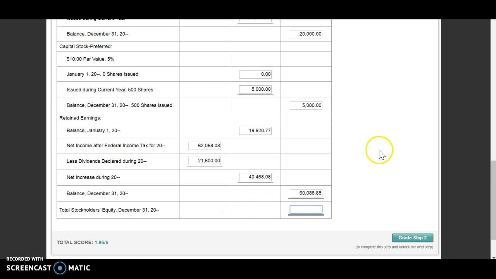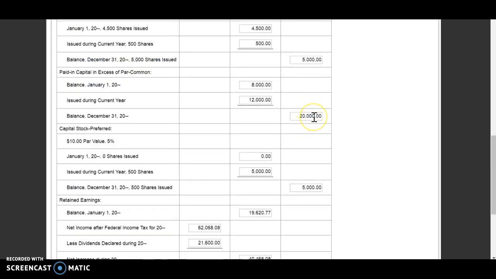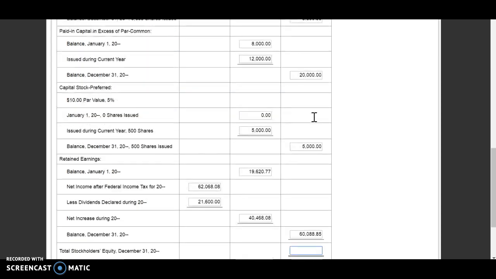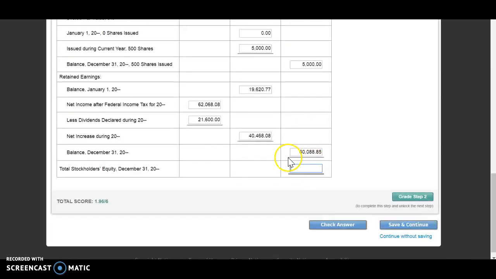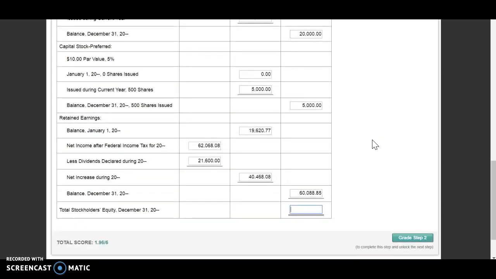And then the last thing is we need to figure out our total stockholders' equity. So to figure out our total stockholders' equity, we're simply going to add all of these numbers on the far right. So our balance of our capital stock common, our balance of our paid-in capital in excess of par, our capital stock preferred, and then our balance of our retained earnings. Our stockholders' equity then should come to $90,088.85.